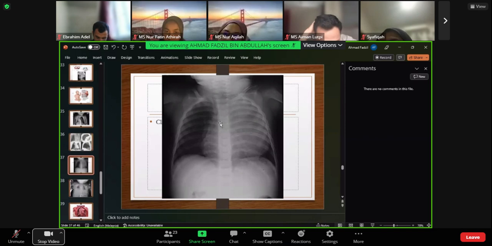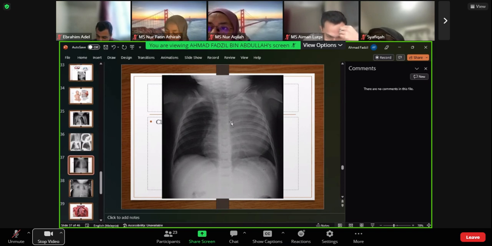Anybody? What do you see? The color is a bit different here, is it? The consistency is not similar to the heart, is it? The heart is a bit more whitish compared to this one. Yeah, this is a mass here, is it? The mass compresses the airway here, and also compresses the lung on the left side and the airway. So this is called bronchogenic cyst.